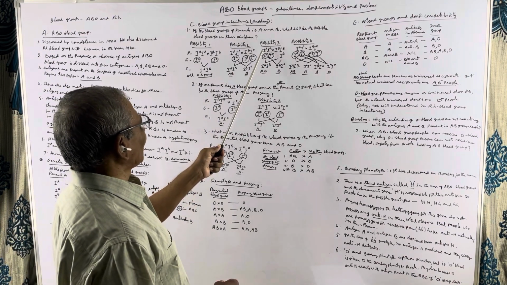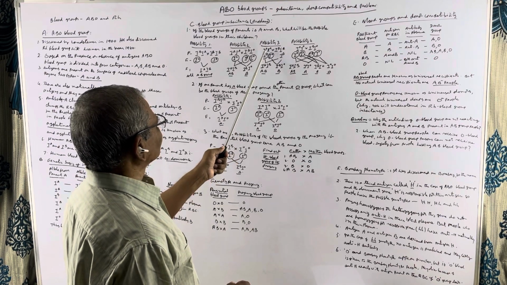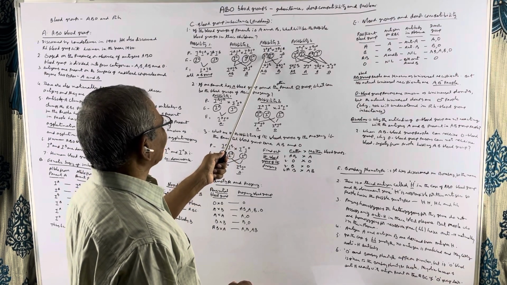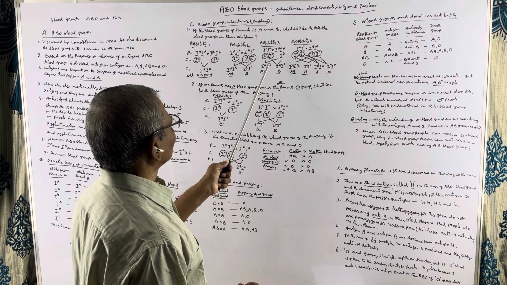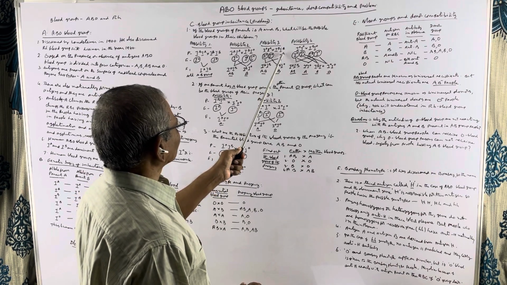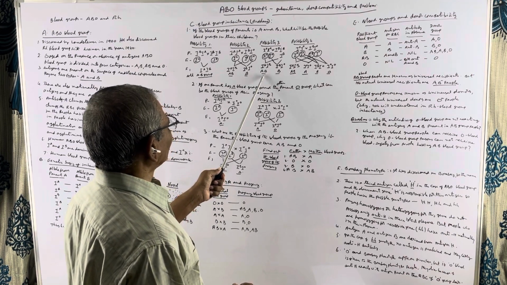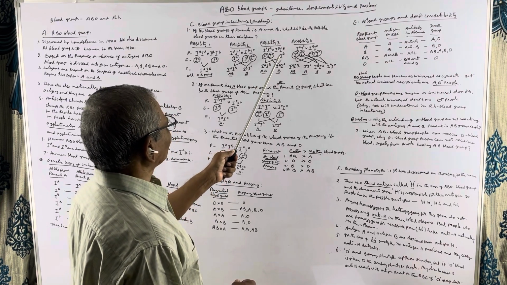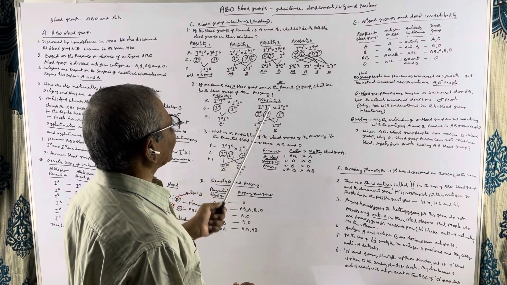In this case, this parent is heterozygous, this parent is homozygous. So this parent produces two types of gametes, IA, IO. This parent produces only one type of gamete, IB. If this gamete combines with this gamete, we get this combination AB. So these children will be AB group. If this gamete combines with this one, the children inherit this group and they will be B type, B blood group.